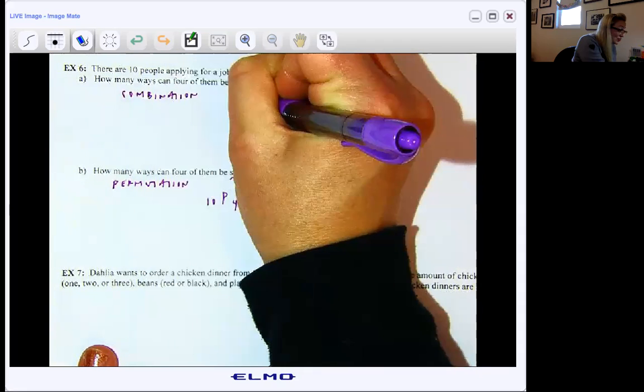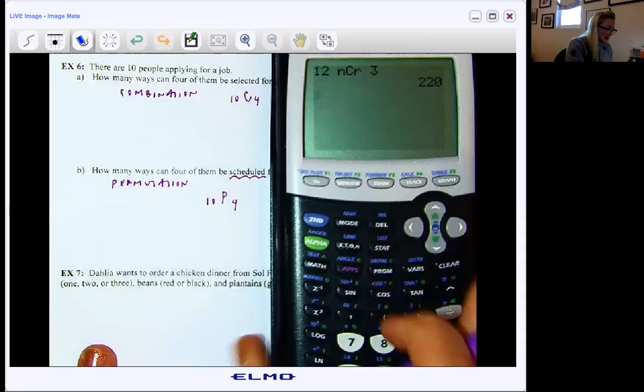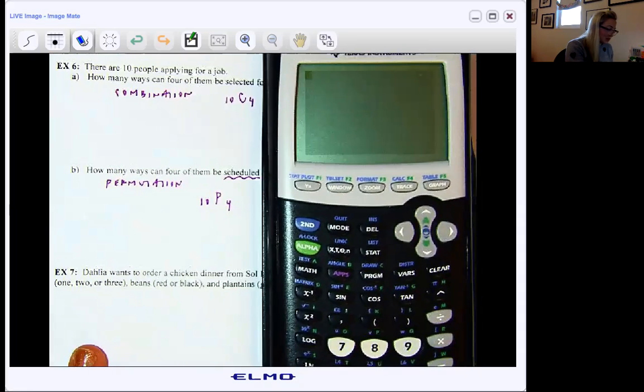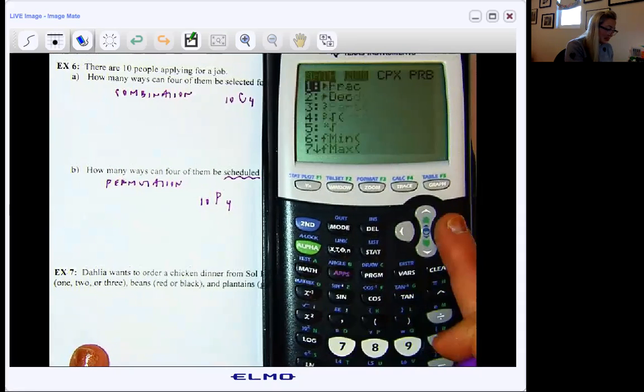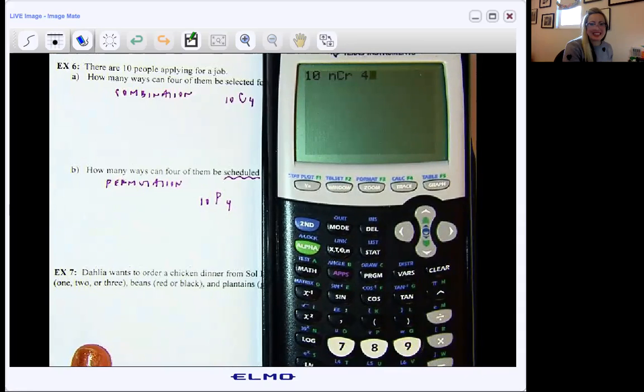So 10 choose 4. All right, so let me type them in. So combination, 10, math, probability, third choice, and I'm picking 4. So 10 C 4, 10 choose 4. We say it both ways.